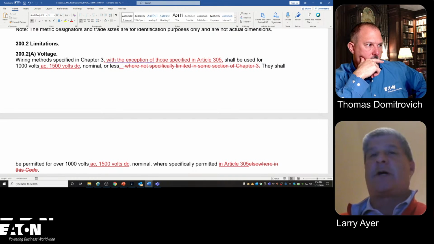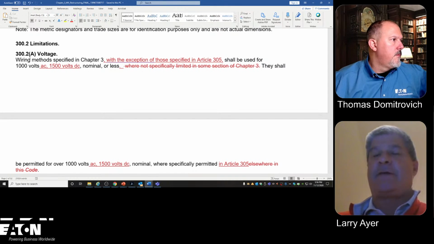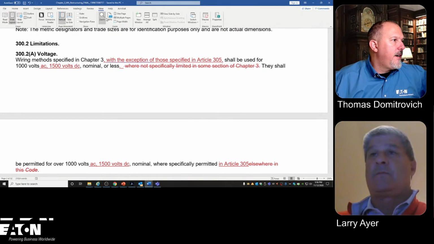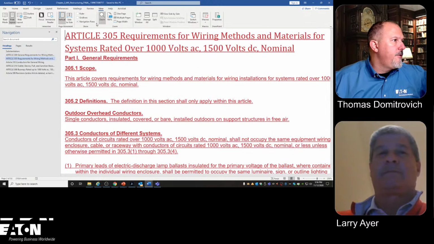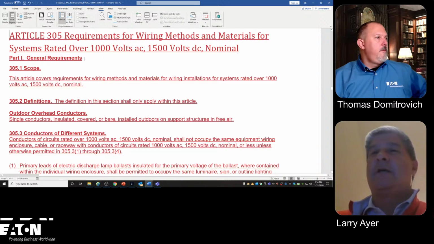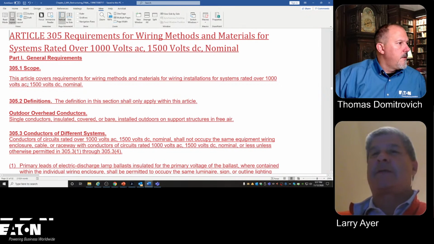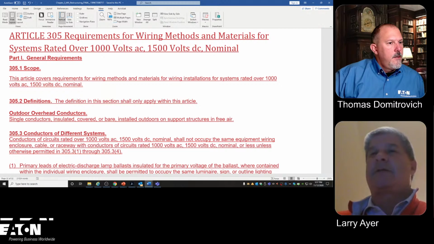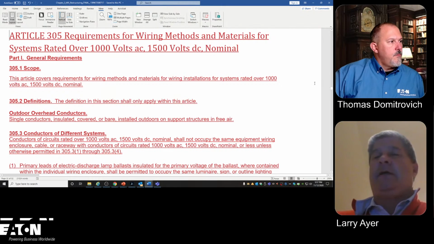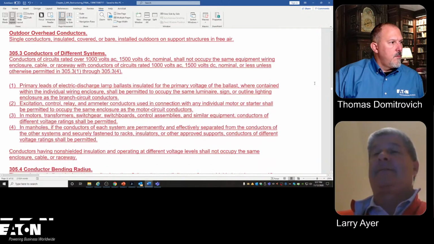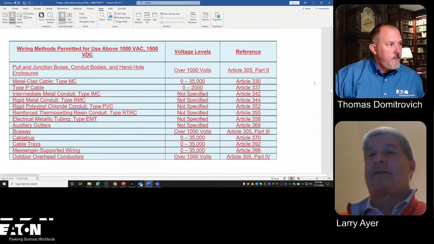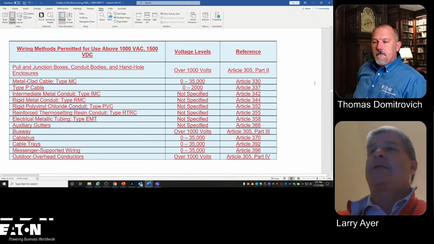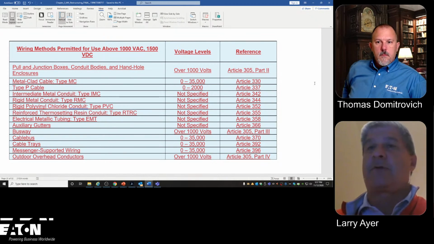So to try to solve this problem, I think if you can go to the new 305. Hold on. There's your new 305. So 305 basically took everything that I think was at 300.50 and later and moved it over here. If you scroll down, there's a new table right there that they were going to put in 305. And what this does, I think, is provide additional usability for the user of the code.